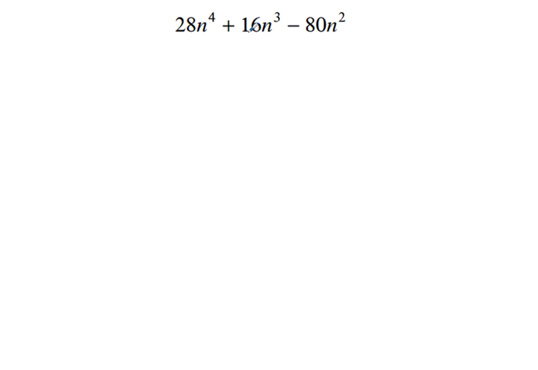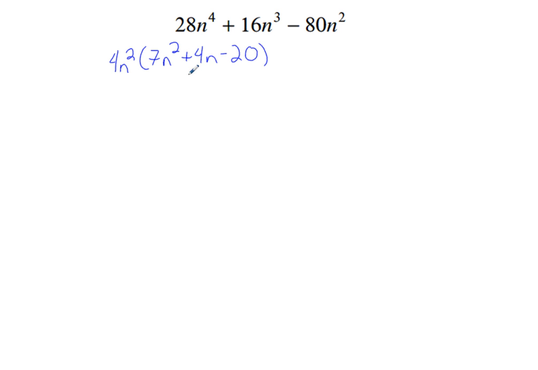Okay, in this one, the reason why I want to do this example is because there's a GCF that we should factor out first before we do anything else. All right, so looking at these three terms, you'll notice 4 goes into all of them. I'm going to factor out a 4, and all three of them have at least n squared, so I'm going to factor out a 4n squared. And so what I get is 7n squared plus 4n minus 20.